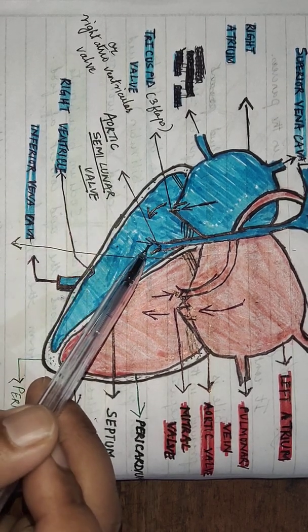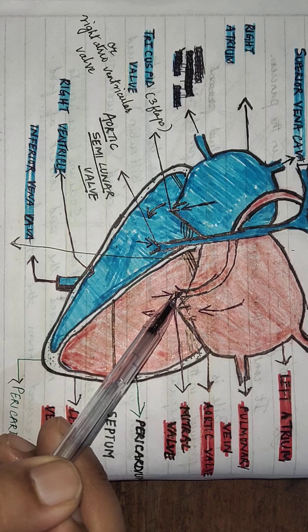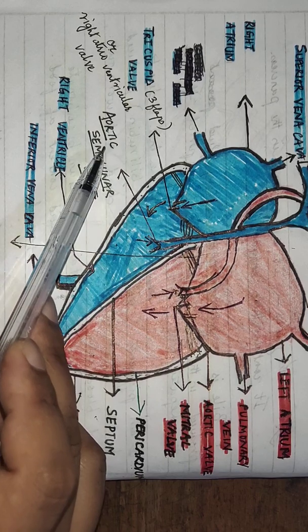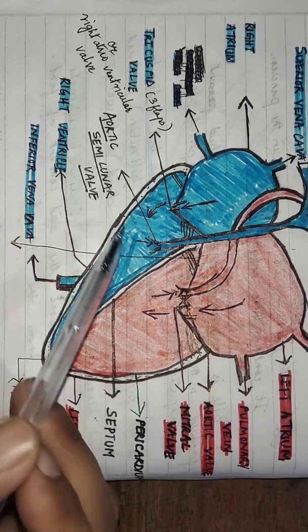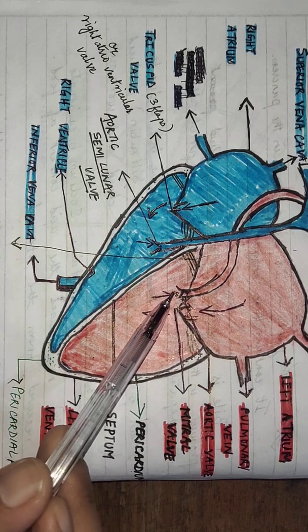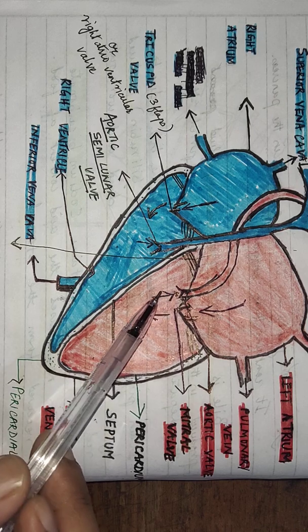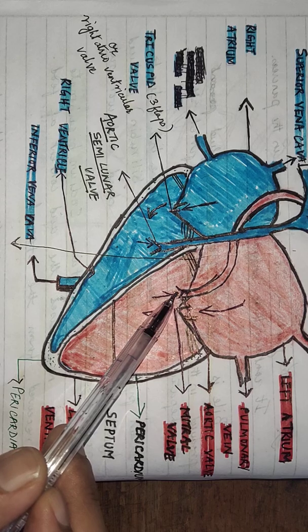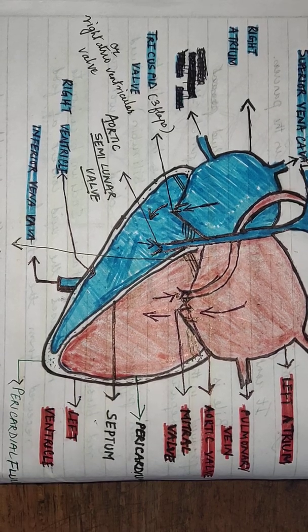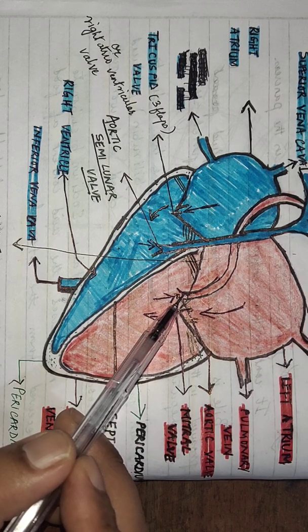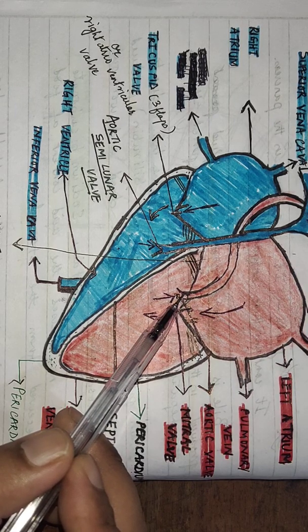Now we have two valves exiting the ventricles. The first one is the aortic semilunar valve, exiting the left ventricle. The pulmonary semilunar valve exits the right ventricle.